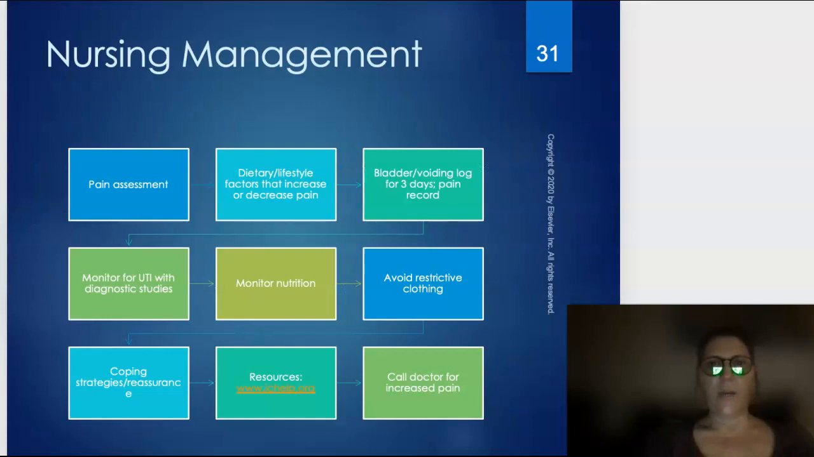To manage it, we've got to manage their pain, look at their dietary and lifestyle habits, keep a bladder and voiding log for 3 days with the pain record, monitor for a UTI with diagnostics, monitor their nutrition, have them avoid restrictive clothing, use coping strategies, and then call the doctor for increased pain.